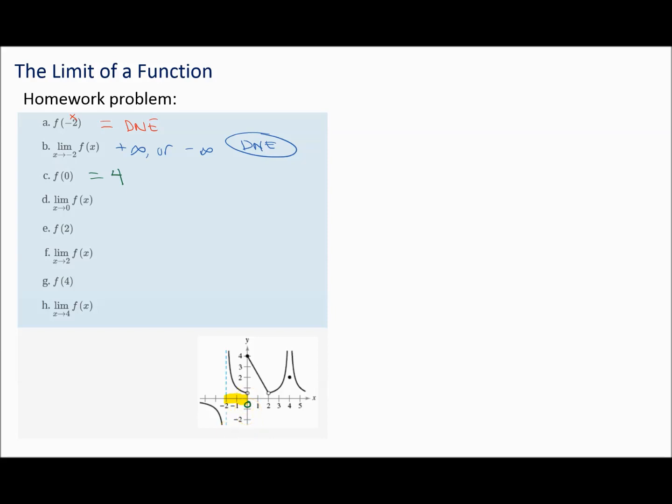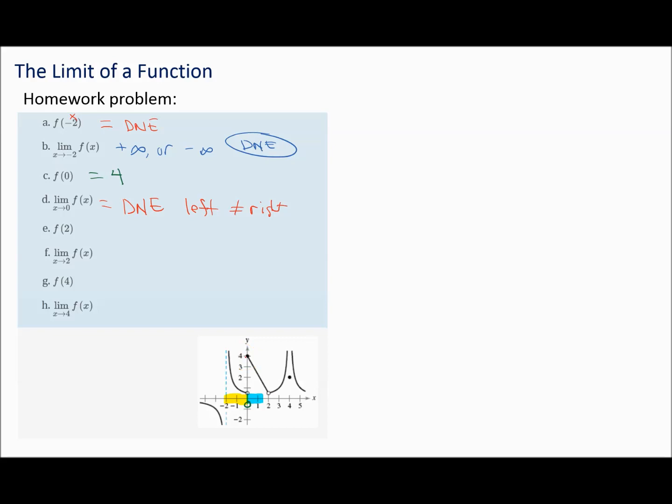Okay? From the right, as I get closer and closer to 0, my graph is going up to 4. But here's the problem. The left and the right don't match. So the answer here is it does not exist. And the reason is the left does not equal the right. See what I mean? The left side is down here where the open circle is. It may be 1. The right side, coming from this way, is up here at 4.